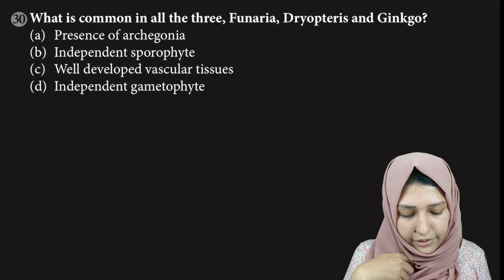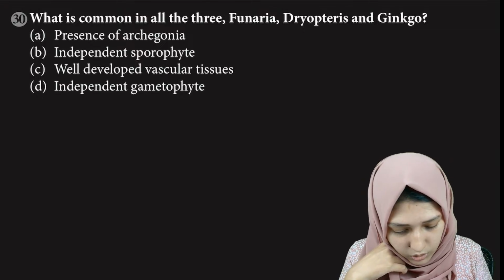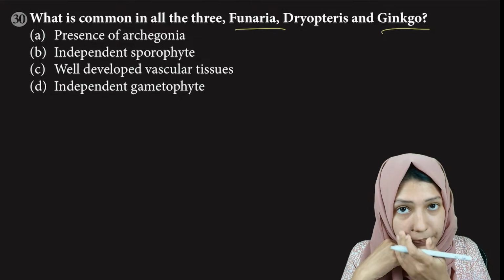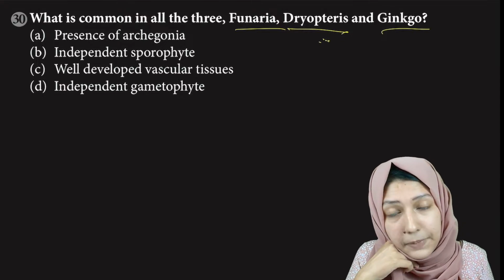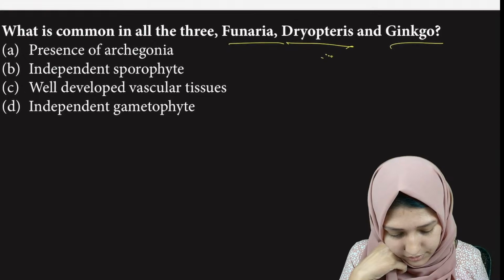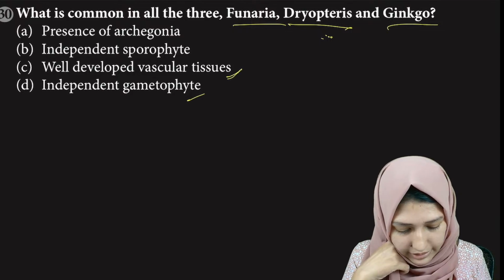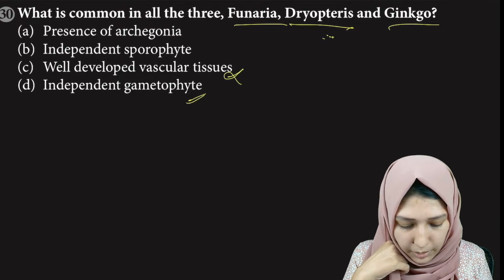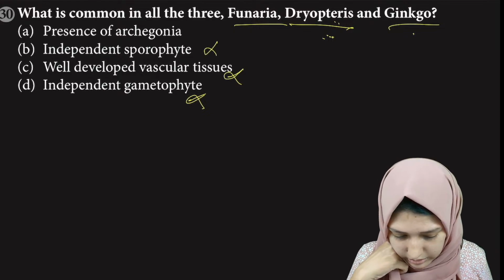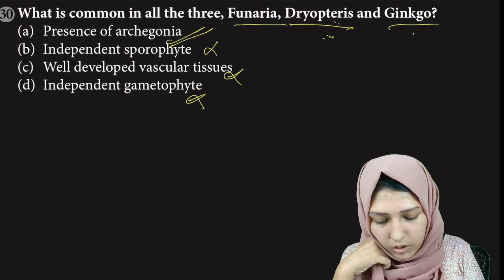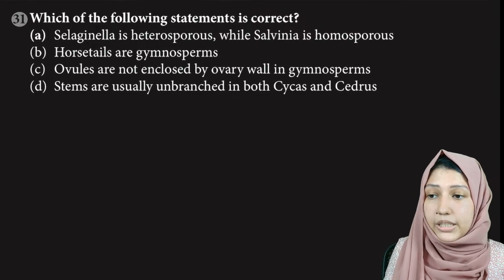What is common in all three: Funaria, Pteris and Ginkgo? Ginkgo is a gymnosperm, Funaria is a bryophyte, and Pteris is a pteridophyte. Independent gametophyte is not present in gymnosperms. Well-developed vascular tissues are not present in Funaria. Independent sporophyte is also not present in bryophytes. So the presence of archegonia is the common feature.